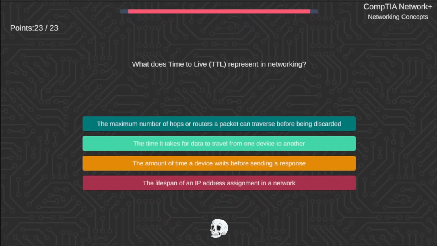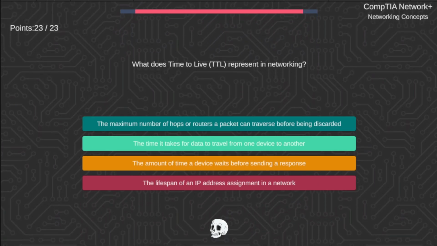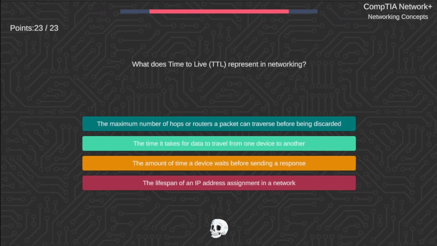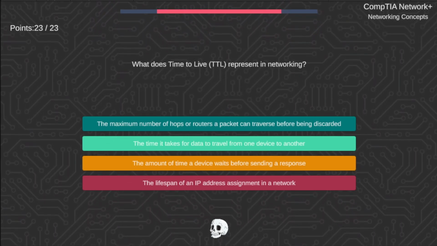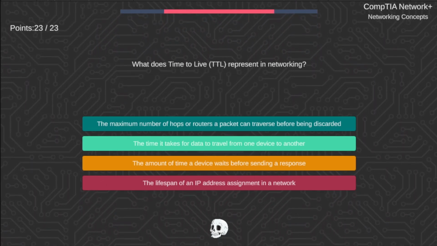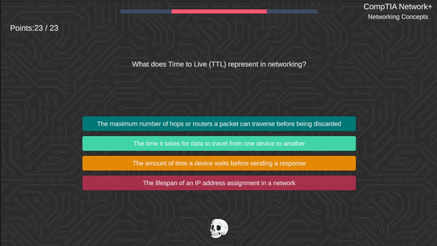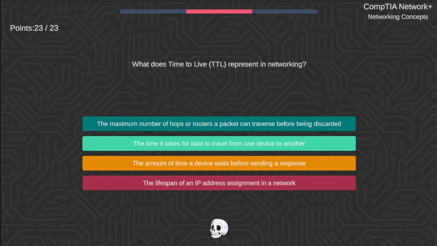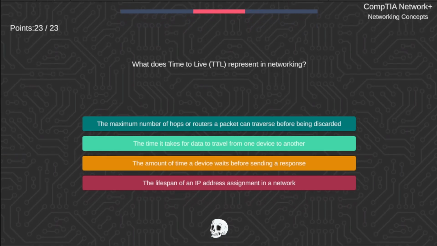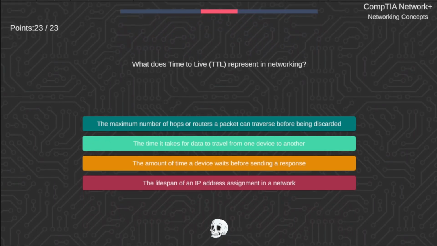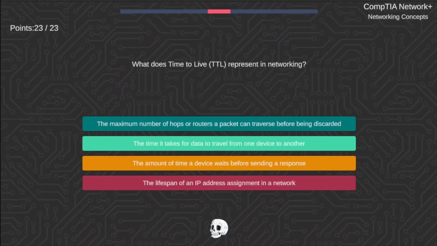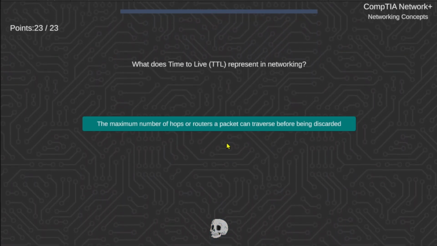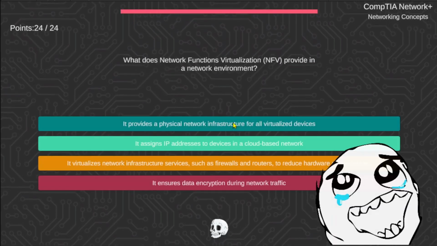What does time to live, TTL, represent in networking? The maximum number of hops or routers a packet can traverse before being discarded, the time it takes for data to travel from one device to another, the amount of time a device waits before sending a response, or the lifespan of an IP address assignment in a network. Time to live, TTL. Correct answer is the maximum number of hops or routers a packet can traverse before being discarded.